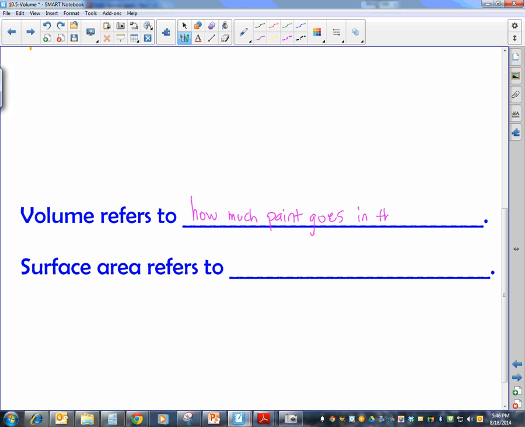Goes in the can. And the surface area is how much, what do we make paint cans out of? Aluminum or soup. You can say soup or paint. Aluminum. How much aluminum is needed to make the can? Sometimes people refer to it as the label. So this is the label of the soup can, and this is the actual soup that goes inside. So hopefully that will make it easier for you to remember things.